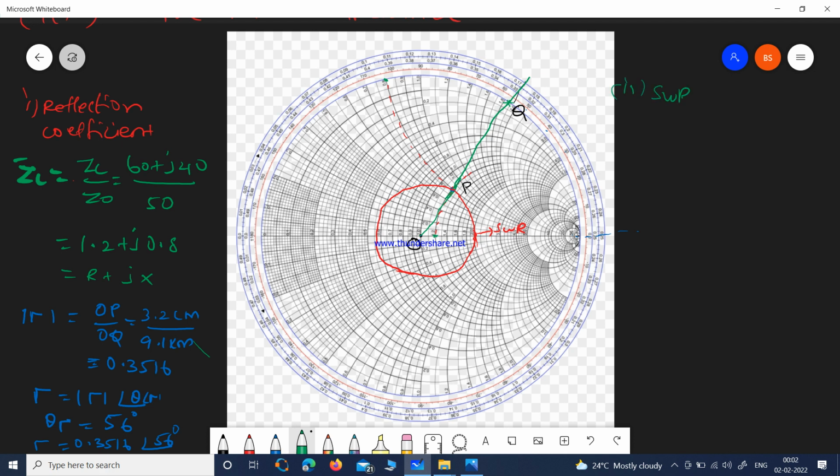So standing wave ratio is, if you see, it's 1.2, 1.4, 1.6, 1.8. It is slightly above 2. So I can say it is 2.1. Okay, it's coming 2.1. It's around, if it is plus or minus some value, it's not an issue. So standing wave ratio is 2.1.